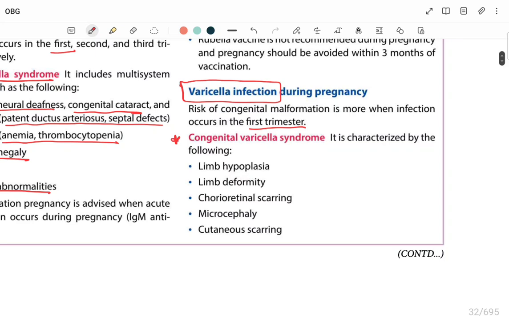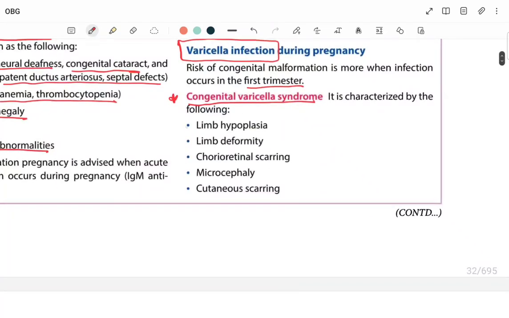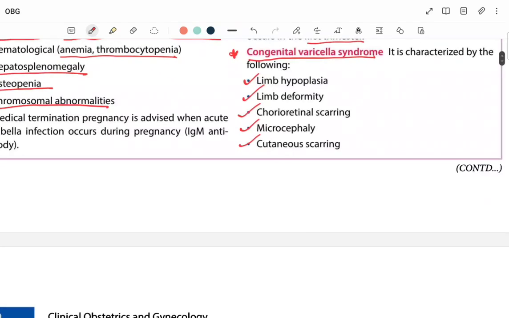Congenital varicella syndrome. So, what is congenital varicella syndrome? It is characterized by the following: limb hypoplasia, limb deformity, chorioretinal scarring, microcephaly, and cutaneous scarring.